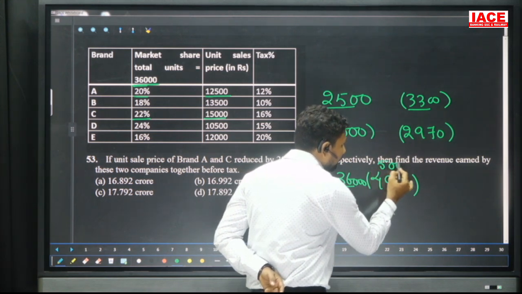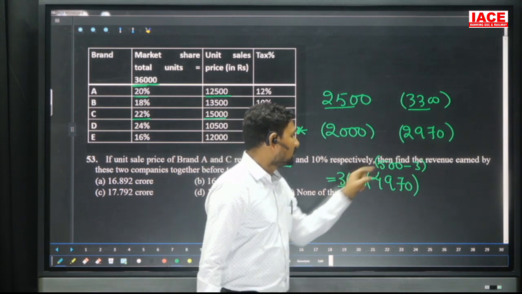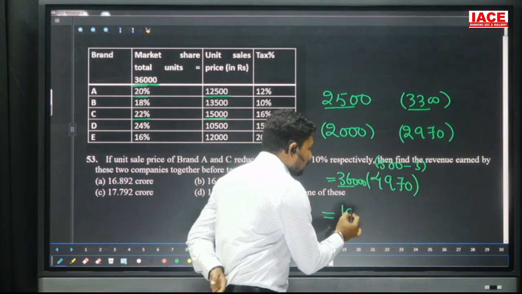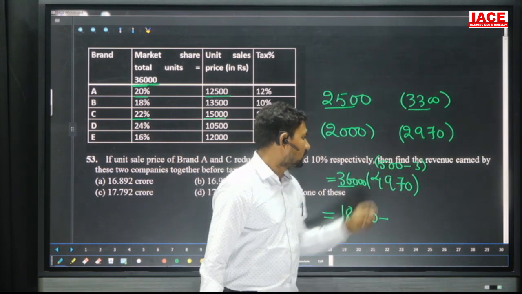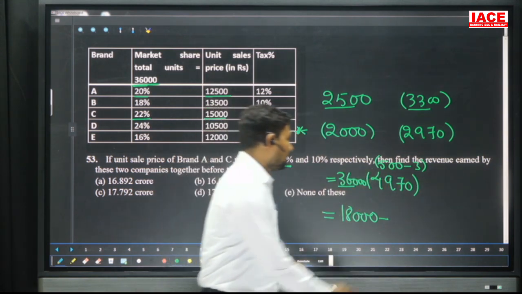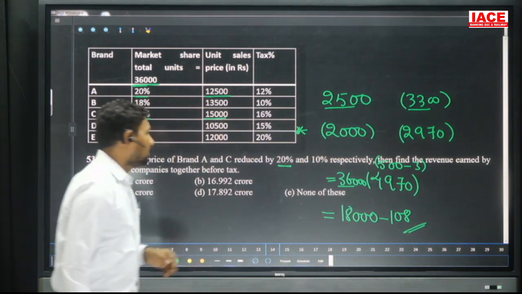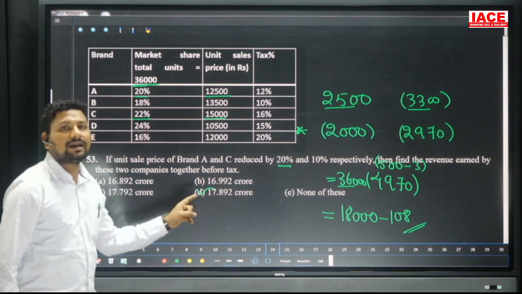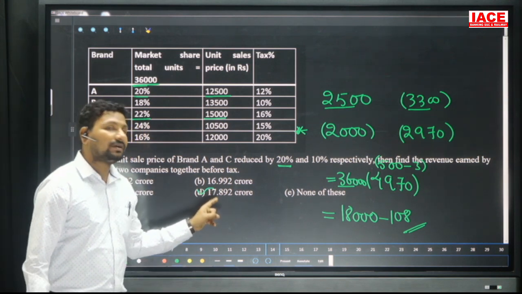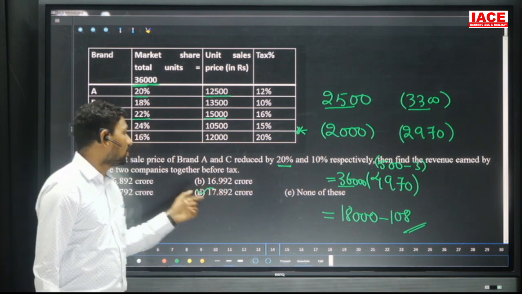Look at here what we are doing. Here I am writing 500 minus 3. 36 into 5, you will get 180, and 180,000 minus 36 into 3. 36 3s value is 108. From 18,000, 108 will be removed. You will get 17,892 crores. 17.892 crores here. Our option is D.